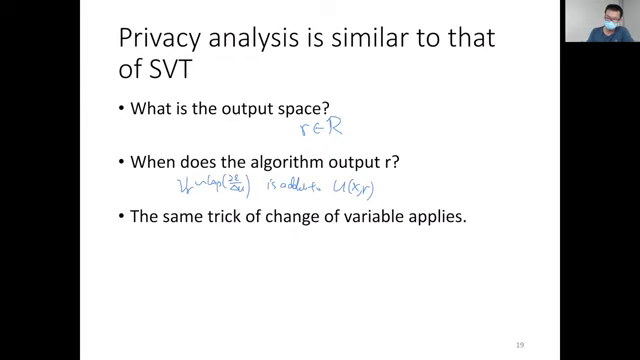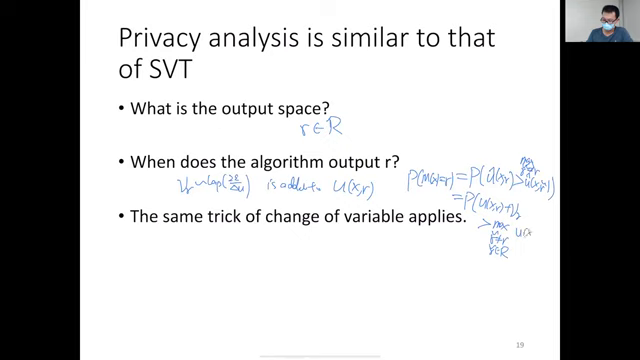And when does this algorithm output R? This is when the probability that M of x equals R is the same as the probability that u hat x of R is larger than u hat x of R tilde for any R tilde that is not the same as R. This can be rewritten as u x of R plus nu of R being larger than the max over all R tilde not equal to R of u x R tilde plus nu of R tilde. This should be familiar to you if you have seen the analysis of the sparse vector technique.